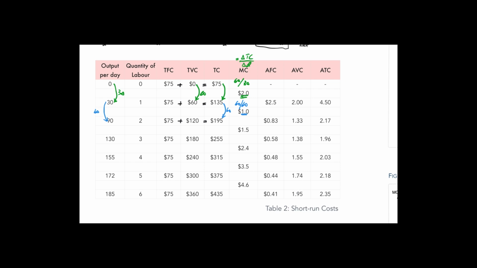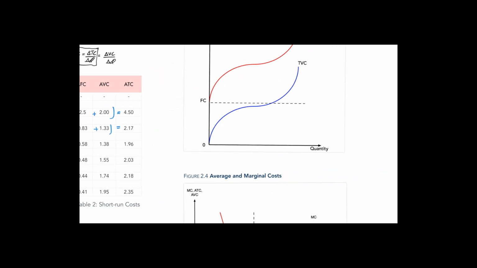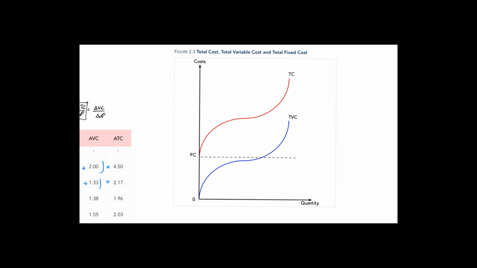My average variable cost falls at first, and then it starts to go up. And that's exactly what's going to happen to your total cost also, because how are you getting your total cost? You're just taking these two values, adding them up, and you get the average total cost. When we plot these, this is how your variable cost and total cost look.